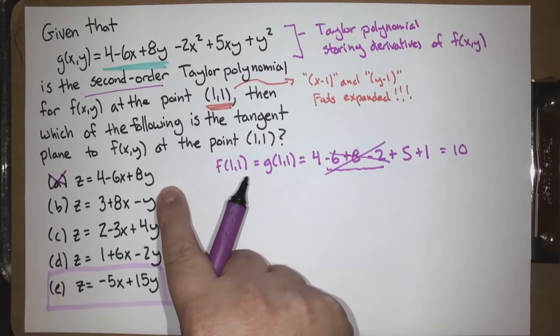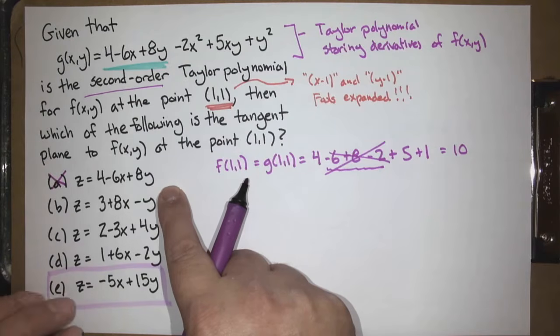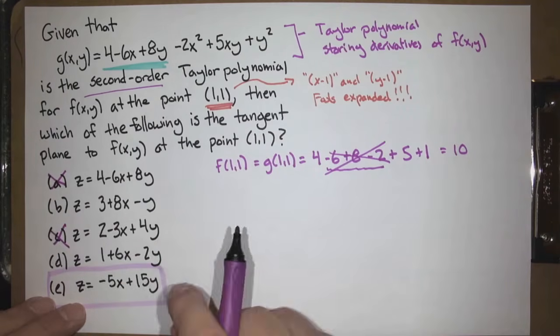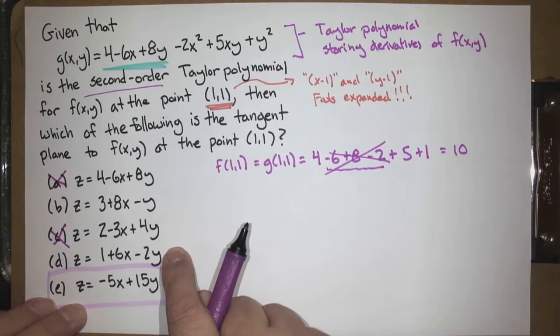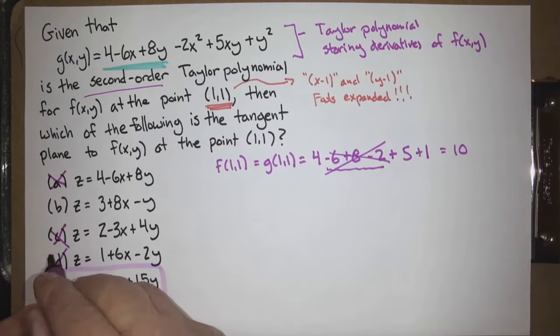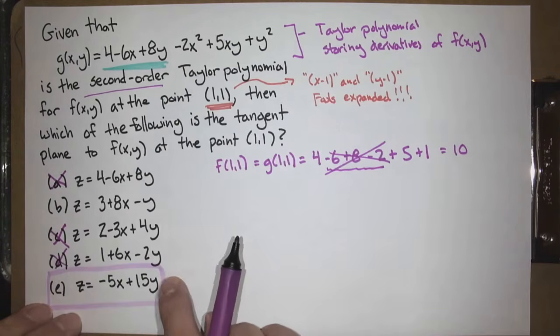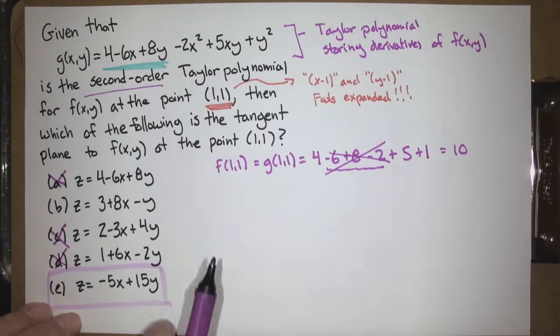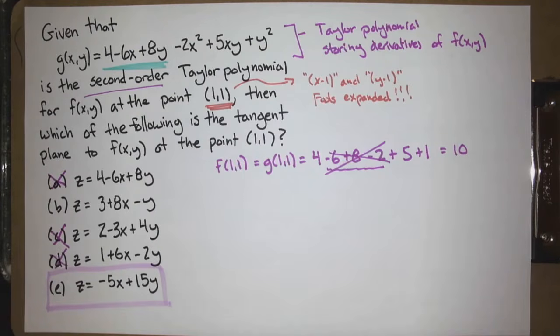When you plug (1, 1) into B, what comes out? 10. Could be B. How about C? Not 10. It's 3. How about D? 5. Not 10. How about E? 10. So we already know with just this one piece of information, it has to be B or E. All right, so now I've at least convinced you it's not C. I haven't convinced you yet it's E.